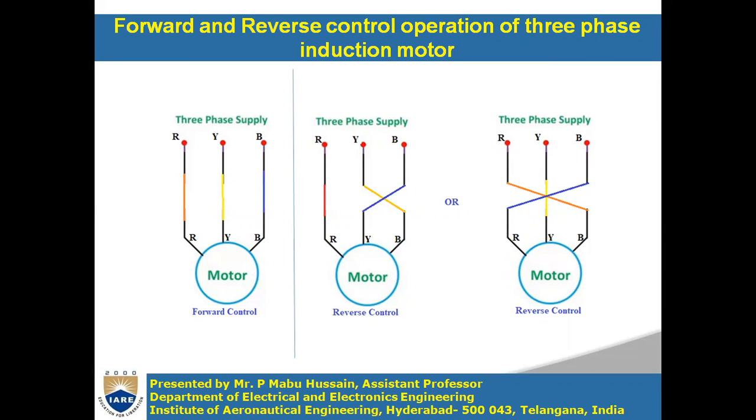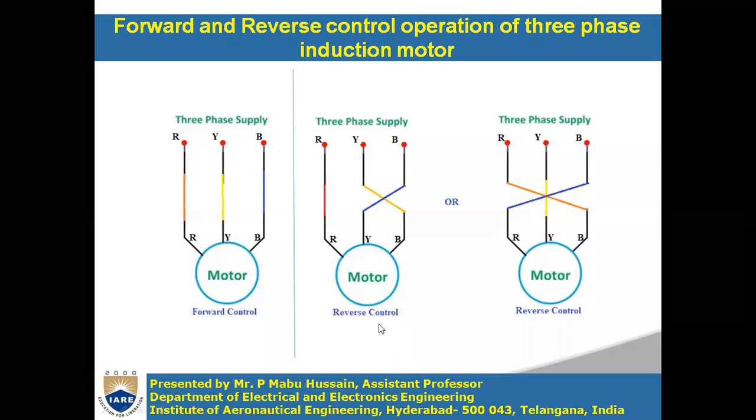As per our basic knowledge, a three-phase induction motor generally has three terminals outside, represented with R, Y, B. The three-phase supply also has three phases, R, Y, B. If the three-phase supply R, Y, B terminals are connected directly to the R, Y, B terminals of the induction motor, then the motor will rotate in the forward direction. Let us assume this is the forward rotation: R is connected to R, Y to Y, and B to B.